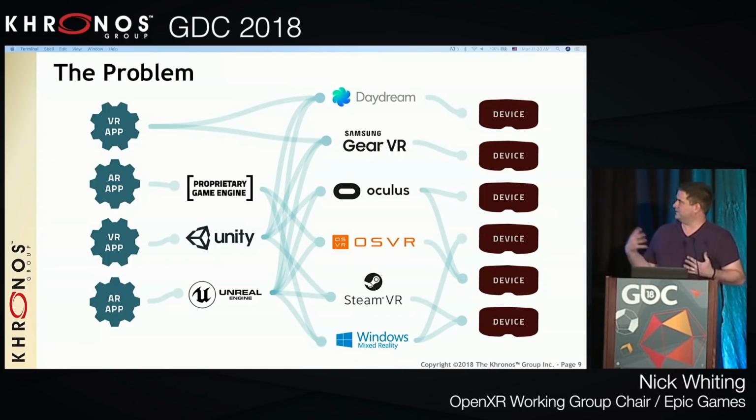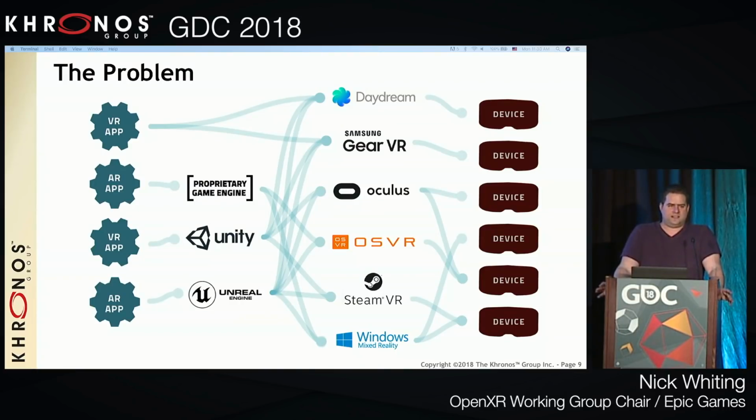So the problem space as we see it with OpenXR is that the ecosystem right now for VR and AR apps kind of looks like this. You have a whole bunch of applications, and they either integrate directly with a bunch of runtimes that are proprietary per company, or they go through an engine, which then has a bunch of plugins or some other systems to connect to those APIs, and then all those APIs kind of connect to their own devices.